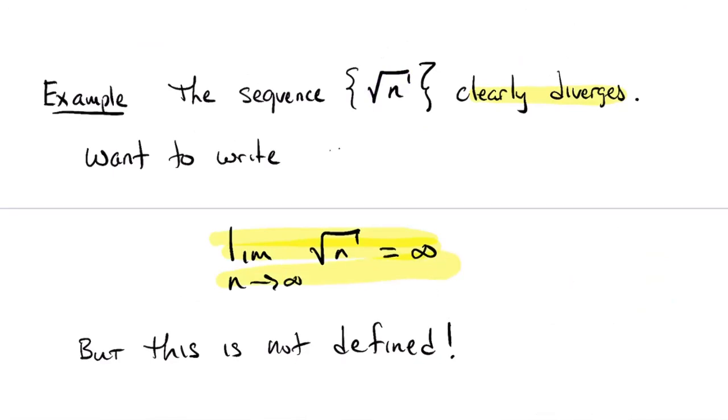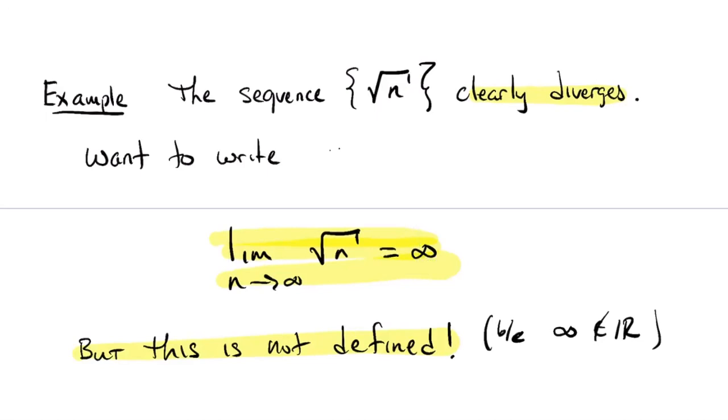We want to use such notation as well, but I just want to emphasize that in our careful real analysis course, such a statement, the limit as n goes to infinity of the square root of n equals infinity, isn't defined, because infinity is not a real number. Let me write that in the notes. The symbol infinity is not a real number. So we can only write the limit symbol here when something approaches some real number L.